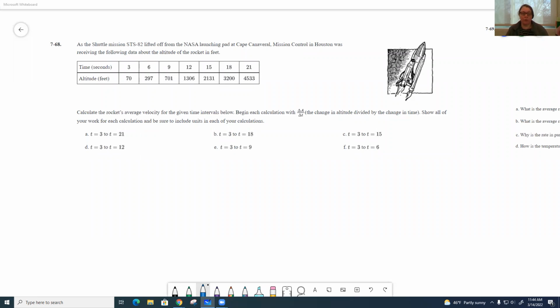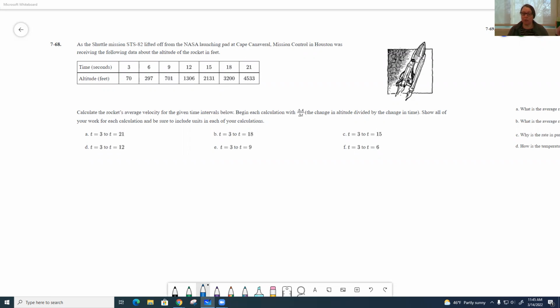68, this is from 7.2.1. So as the shuttle mission STS-82 lifted off from the NASA launching pad at Cape Canaveral, Mission Control in Houston was receiving the following data about the altitude of the rocket in feet. It says calculate the rocket's average velocity for the given time intervals below. Begin each calculation with the change in A over the change in T.